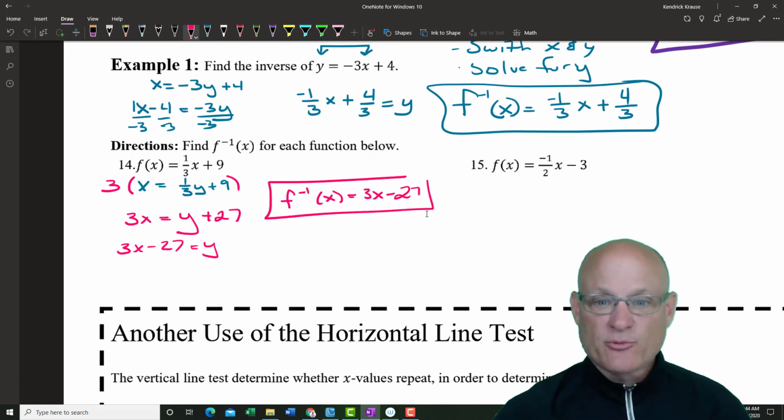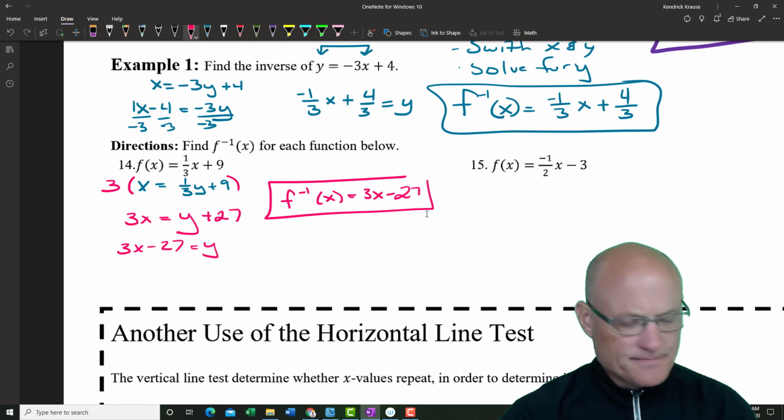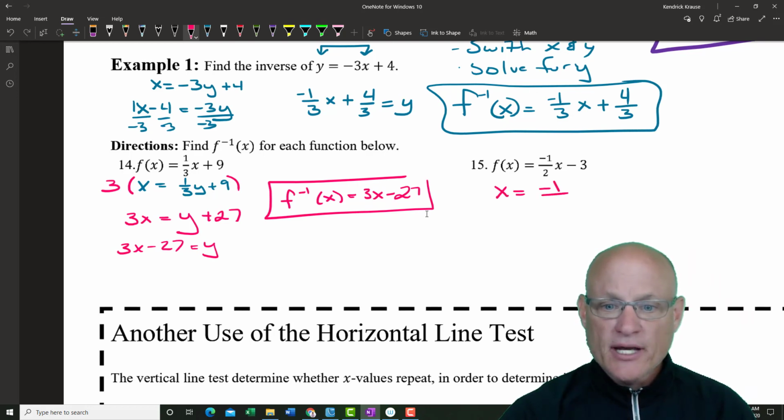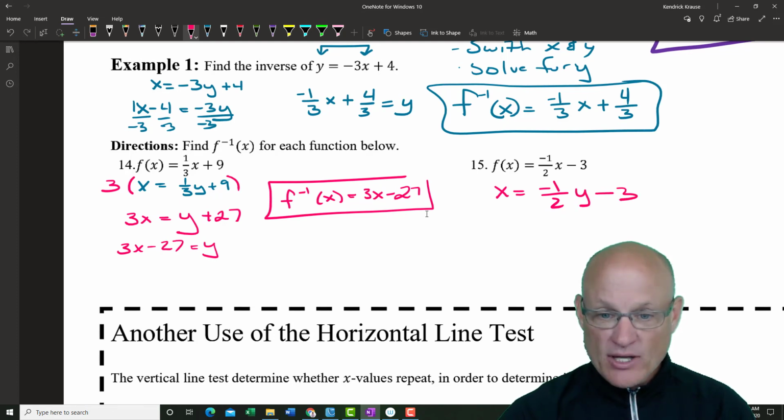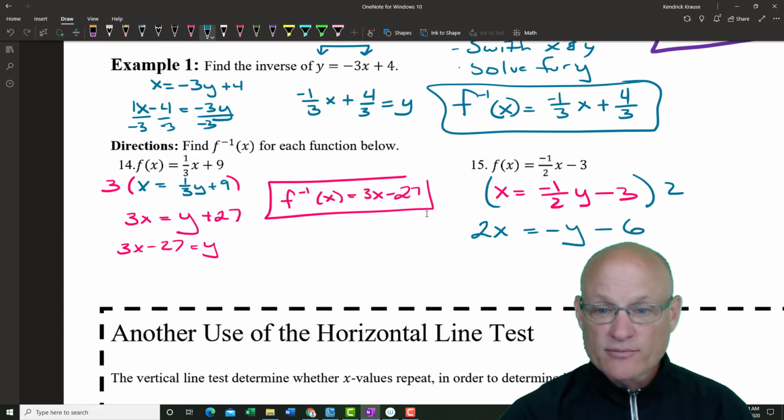And we got one last one. Switch x and y. X equals negative 1/2 y minus 3. Again, I don't like that 2, so I'm going to take the whole thing and I'm going to multiply by 2. So I get 2x equals negative y minus 6. Add the 6 over, I get 2x plus 6 equals negative y. Divide each piece by negative 1.